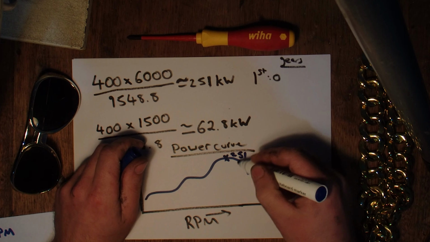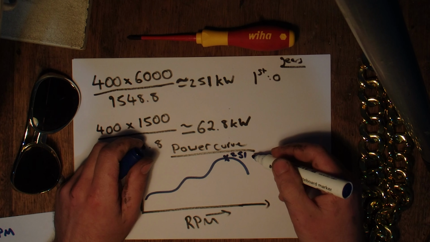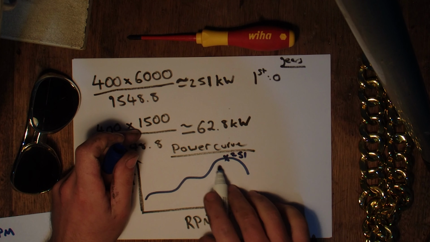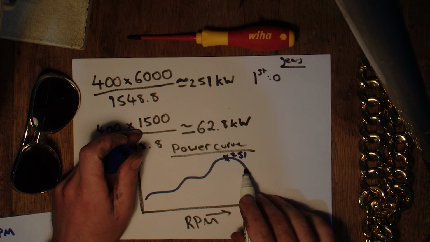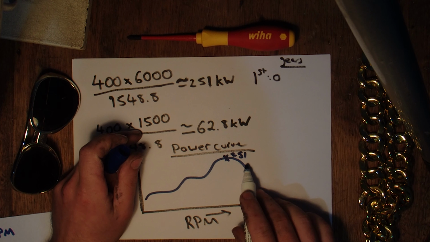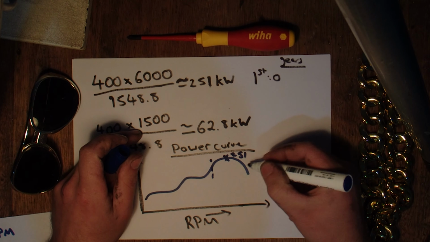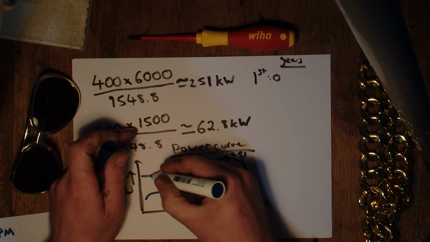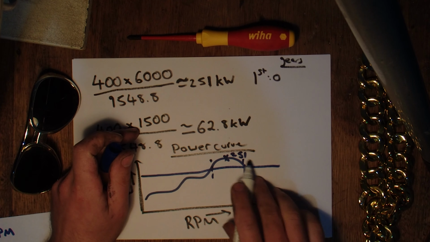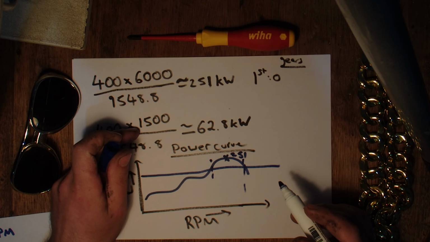Pulling that 251 out, and let's say it's 251 there. So we're trying to get up into that power band. But then, we're still making pretty good power over here before it dies off, and we're still making pretty good power over here. So realistically, if we're running in that kind of area, we're making good power.